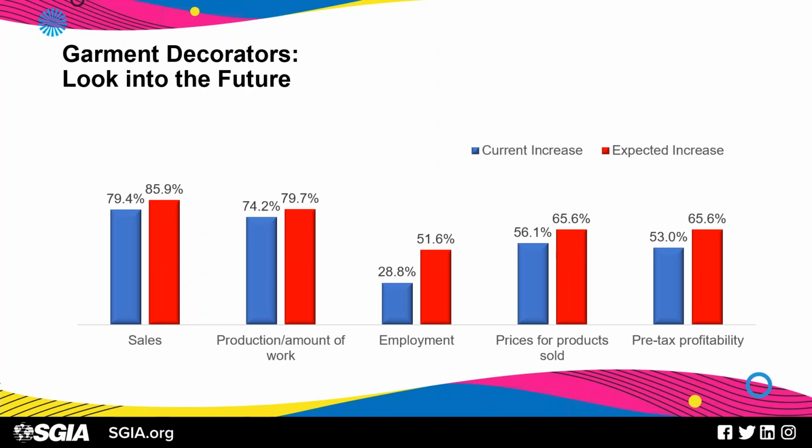Again, if we look at employment, although 28.8% had an increase in employment during the current year, for the upcoming year, it's 51.6%. It's a significant increase. There is an increase in prices for products sold and pre-tax profitability. How and why they expect their profitability to grow, we are exploring during our second quarter survey, focusing on the financial ratios information, as I mentioned before.